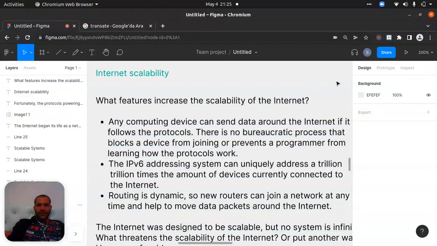Any competing device can send data around the internet if it follows the protocols. There is no bureaucratic process that blocks a device from joining or prevents a programmer from learning how the protocols work. The IPv6 addressing system can uniquely address a trillion times the amount of devices, which is better than IPv4. This is the alternative, the extension after IPv4.